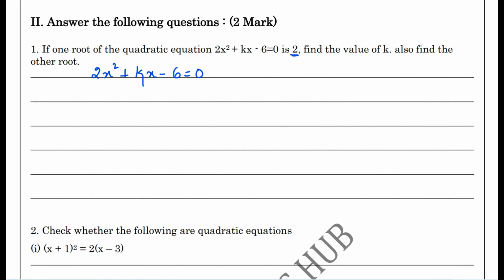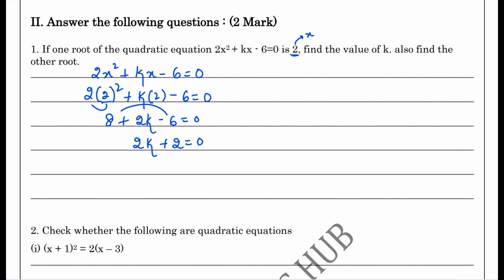What should I do now? Replace the value of x as 2. That is 2 into 2 square plus k into 2 minus 6 equals 0. 2 square is 4, 4 2s are 8, plus k into 2 is 2k, minus 6 equals 0. Now what is 8 minus 6? It is 2. 2k plus 2 equals 0. Now shift plus 2, it becomes minus 2. k equals minus 2 divided by 2. What will we get? k equals minus 1.